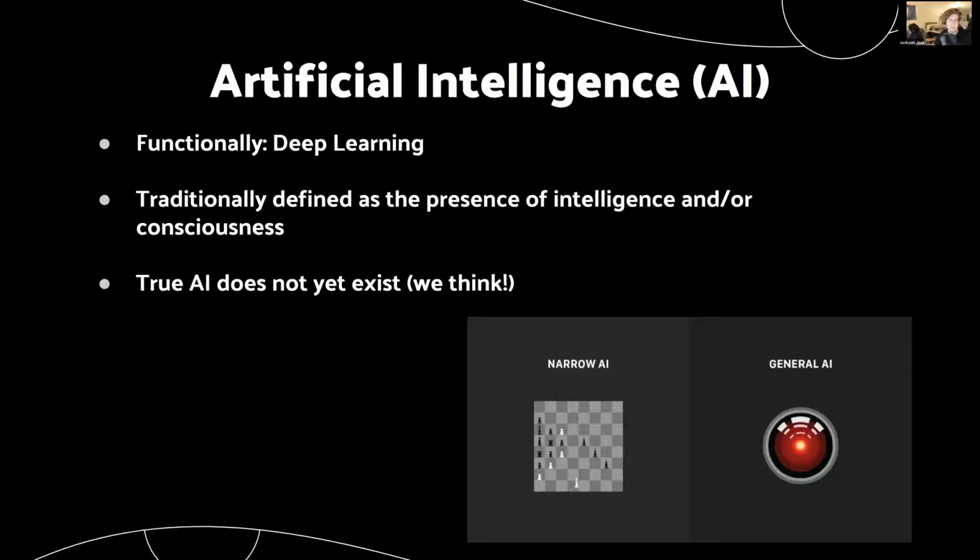But a narrow AI, for example, would be a chess bot, right? Something that you kind of think and adapt, but isn't necessarily able to expand beyond what it's originally programmed to do. So in that sense, most of the stuff that I'm going to show you in this that talks about AI is using deep learning.